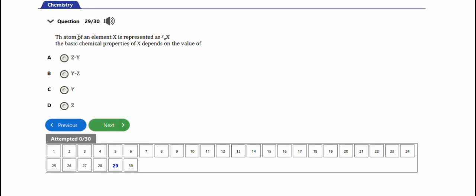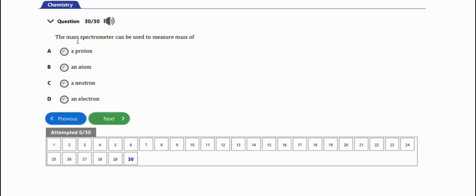Okay, next question will be this one. It says the atom of an element X is represented as this. The basic chemical properties of X depend on the value of Z. Okay, Z is the atomic number, the proton number. So the chemical property depends on the atomic number, which is Z, option D. The last question before we end this video will be this one. It says the mass spectrometer can be used to measure the mass of an atom, option B. So this basically can deal with problems involving protons, electrons, neutrons, mass number, and isotopes for the WASSCE chemistry.